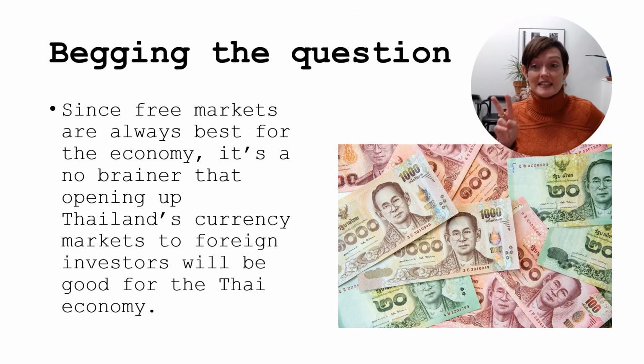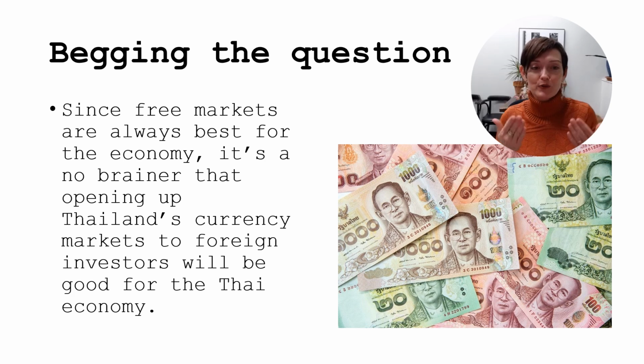Okay, this is the second type that I was talking about, where you state something and you move on before you prove the thing that you've stated to make your final claim. It's also a form of begging the question because the first thing is not yet proven before you move on. So here's an example of that. Since free markets are always best for the economy, it's a no-brainer that opening up Thailand's currency markets to foreign investors will be good for the Thai economy.